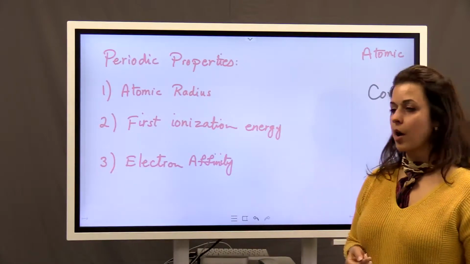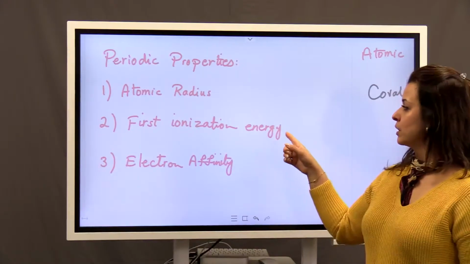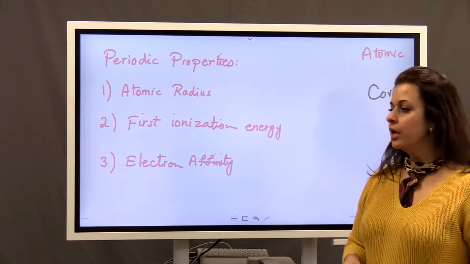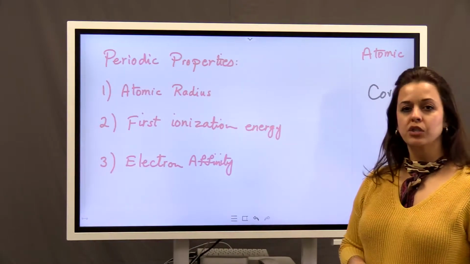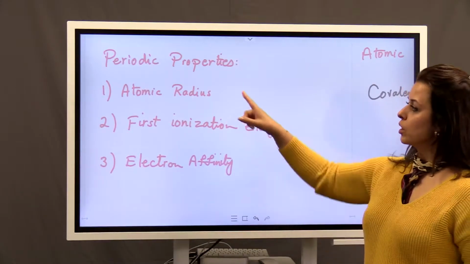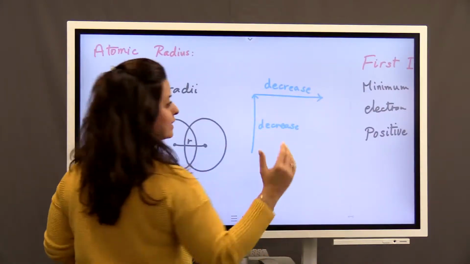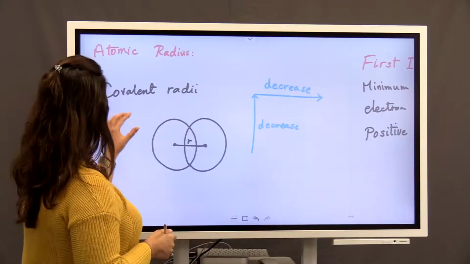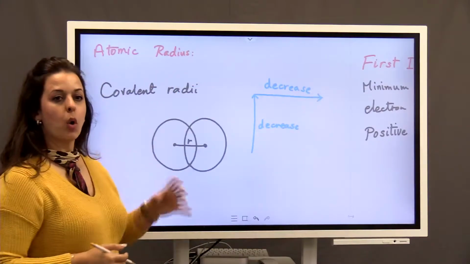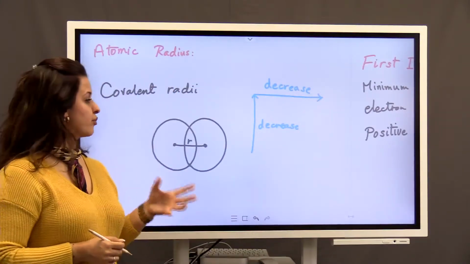So we are going to study 3 of these periodic properties. The first one is atomic radius, the second one is first ionization energy, and the third one is electron affinity. So let's start with atomic radius. What do we call atomic radius? We basically talk about the covalent radius or covalent radii.